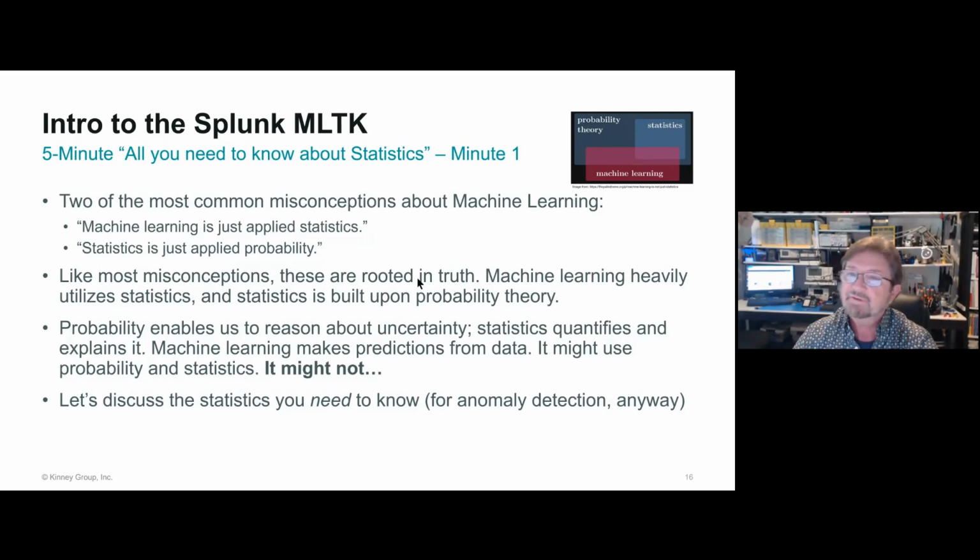All right, so that's enough about all of those things. Let's talk about statistics for just 5 minutes. You may have heard people say that machine learning is just applied statistics, or that statistics is just applied probability. These are rooted in truth. I may have said some of those things myself. There's a lot of statistics in machine learning. Machine learning heavily utilizes statistics, and statistics is based upon probability theory. You've heard of Bayes' theorem, for example. Probability enables us to reason about uncertainty, and statistics quantifies and explains that uncertainty.